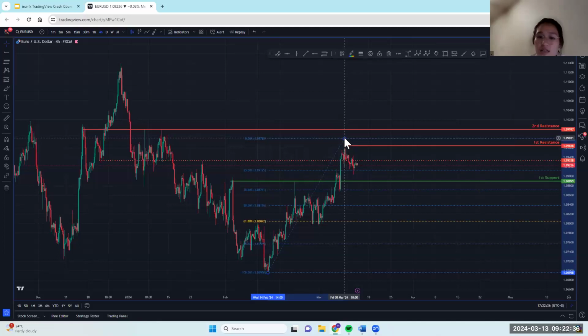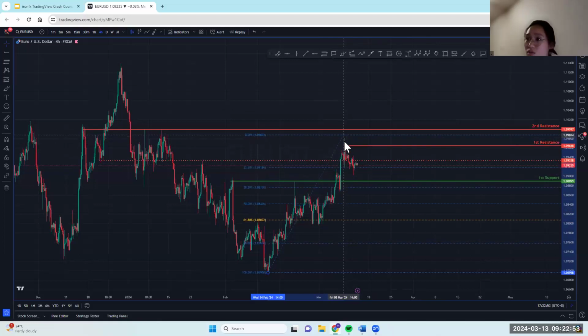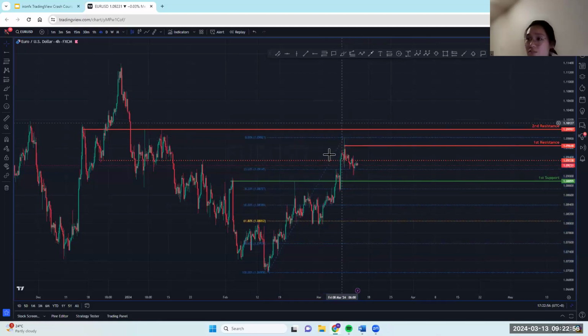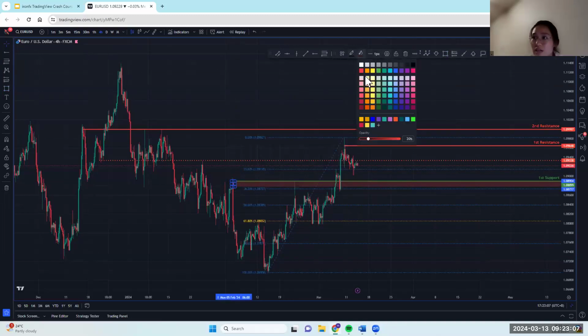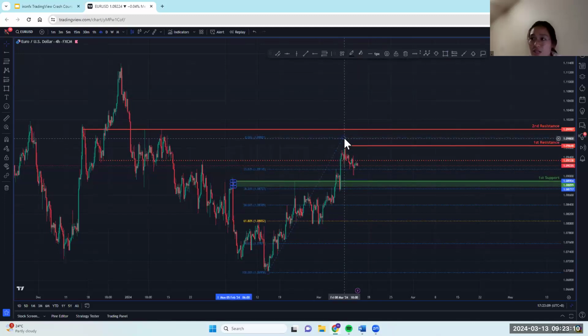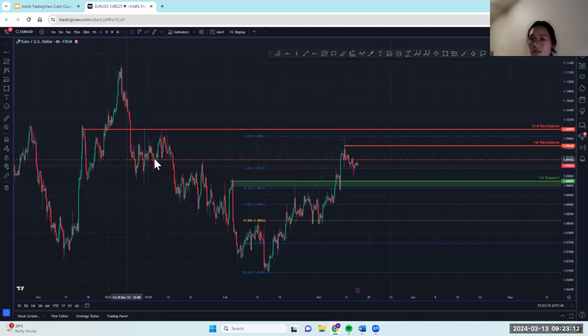Okay, and you can see that my 38.2 lines up with my first support, and my 23.6 as well. So it doesn't have to line up exactly at those levels because we are looking for confluence areas instead of actual levels. So as long as they are kind of near that area, that's good enough.